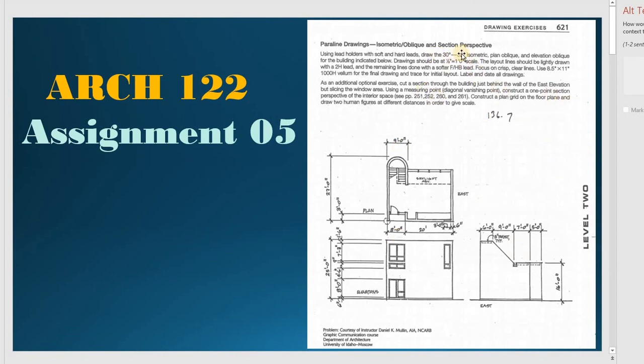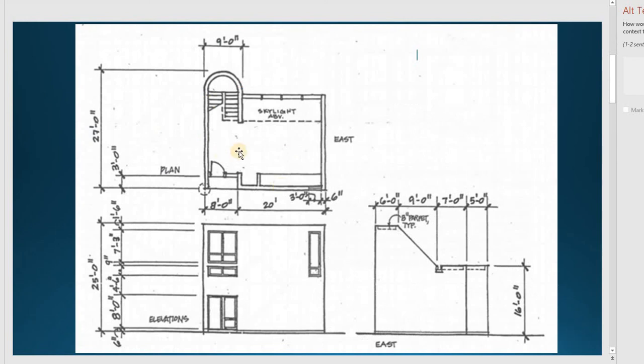Okay, so basically first, read everything from the given, and draw isometric 30 degree at 1/8 scale. You need to look over the floor plan, elevation, and the elevation on the side view. You can do it bigger, so you can see the dimensions and all of the detail from the building. Okay, skyline and everything, you can see detail and all of the dimensions they give you right here.